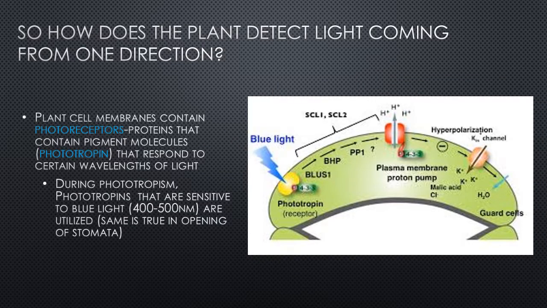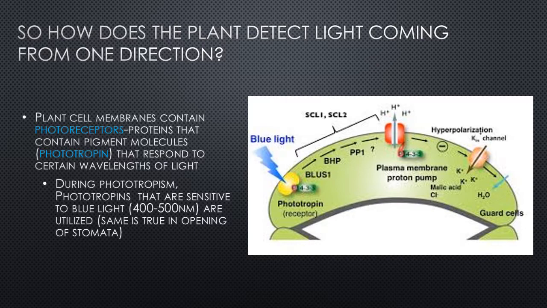Okay, so how does the plant actually detect the light coming in from one direction? Well, that is a phenomenal process. To begin with, the plant cell membranes contain photoreceptors, right? That shouldn't be any surprise. A lot of times they have photoreceptors because they need to know where the light is so that they can start producing sugars. The photoreceptor protein contains a pigment that's called phototropin, and that responds to certain wavelengths of light, particularly blue light.